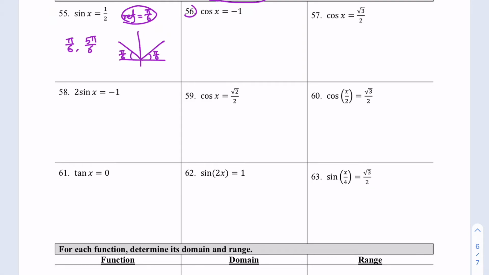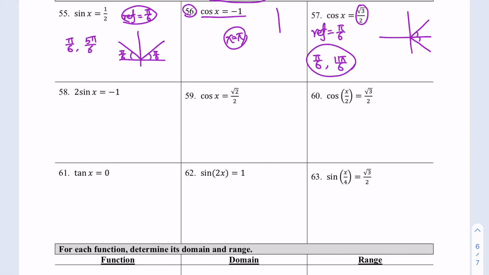Number 56, cosine x equals negative 1. It's a very special angle here, so x equals pi. Next, cosine x equals square root of 3 over 2. Cosine is positive, 1 in the first quadrant, 1 in the last quadrant. With the reference angle, cosine of what gives you square root of 3 over 2? Cosine pi over 6. So pi over 6 here, pi over 6 here. So our final answer, pi over 6 and 11 pi over 6.